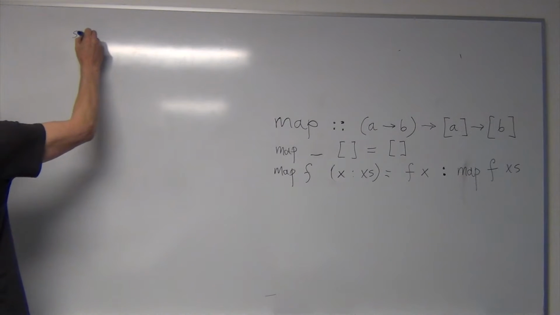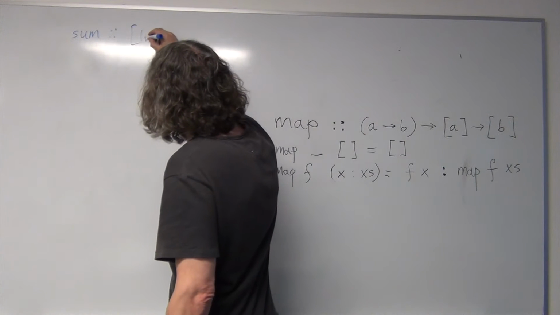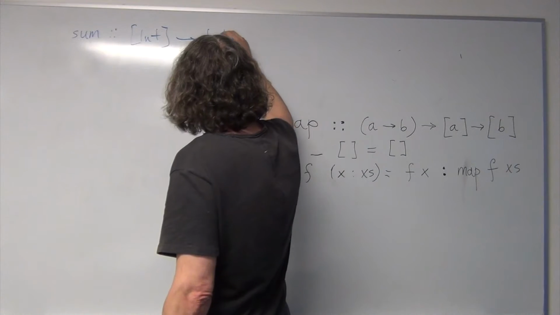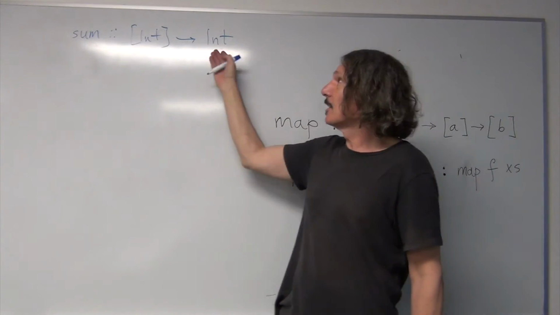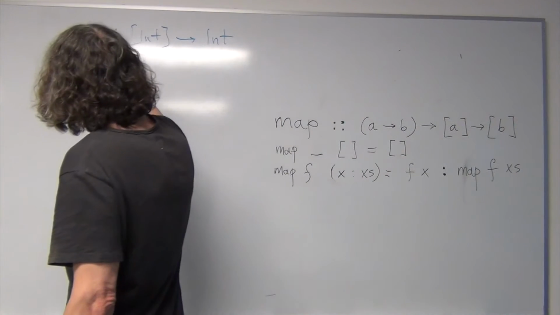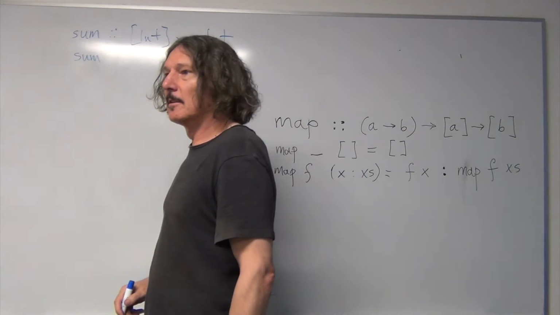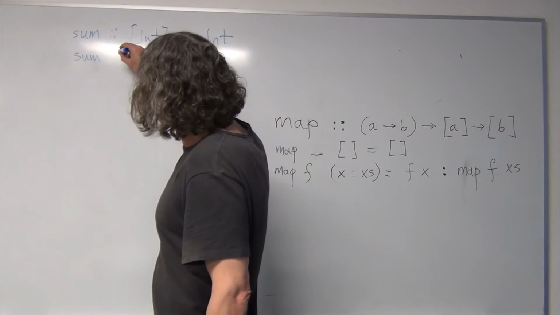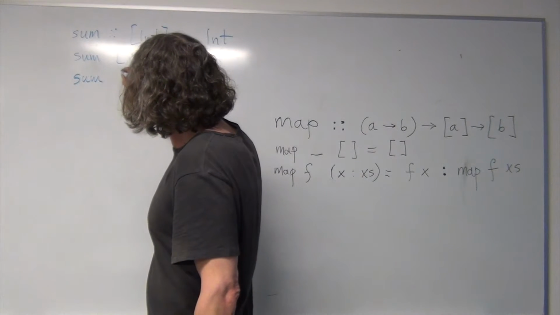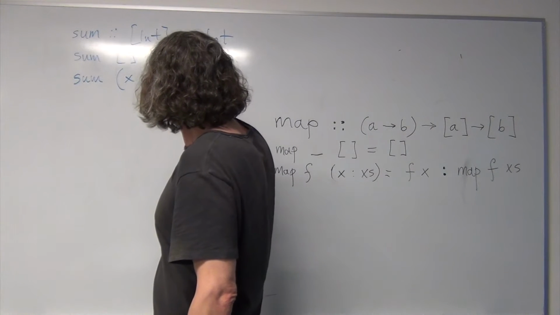So sum is a function that takes a list of ints and returns a single int, which just accumulates all the integers, sums them, right? So by now you all know how to do this, right? Two patterns, empty and x's, right? Standard stuff.